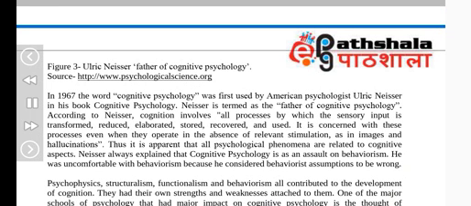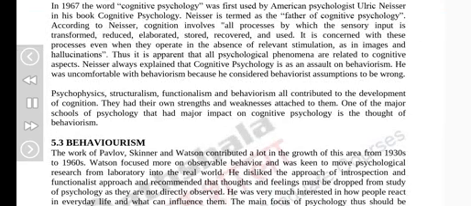Neisser always explained that cognitive psychology is an assault on behaviorism. He was uncomfortable with behaviorism because he considered behaviorist assumptions to be wrong. Psychophysics, structuralism, functionalism, and behaviorism all contributed to the development of cognition. They had their own strengths and weaknesses attached to them. One of the major schools of psychology that had major impact on cognitive psychology is the thought of behaviorism.